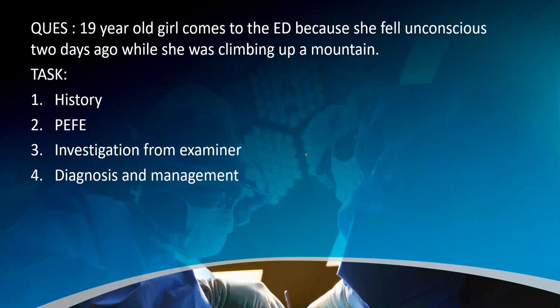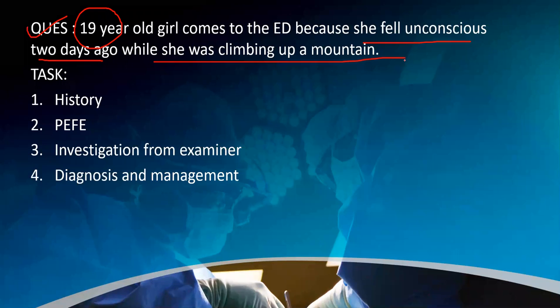Next case is prolonged QT syndrome. Always the case will be like this: a teenage or adolescent patient comes to you because she fell unconscious 2 days ago while she was climbing up a mountain. So she was climbing up a mountain and then she lost consciousness. That's one of the very typical scenarios of prolonged QT syndrome. Again, the task is kind of similar.